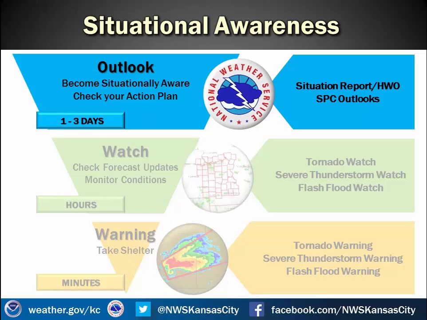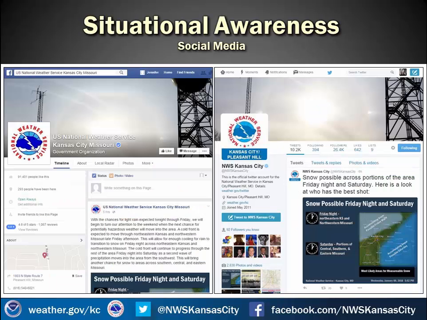It's very important for you to be able to anticipate what you should be seeing, and that's where the situational awareness aspect comes in. We're going to go through several different ways you can build your situational awareness through a variety of things that our office produces. We're going to start with outlooks, things that occur maybe 1 to 3 days in advance. One to 3 days in advance, we produce a variety of different graphics. We send those out on both Facebook and Twitter.